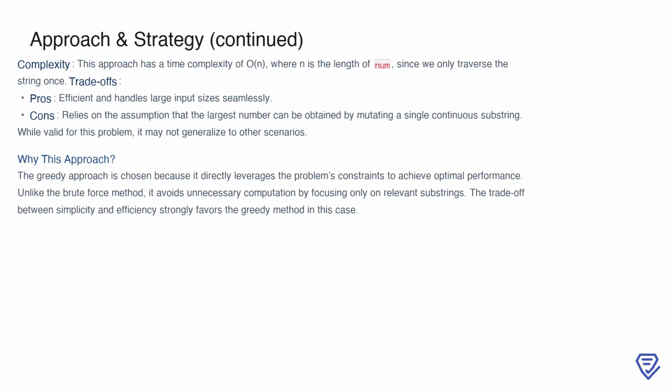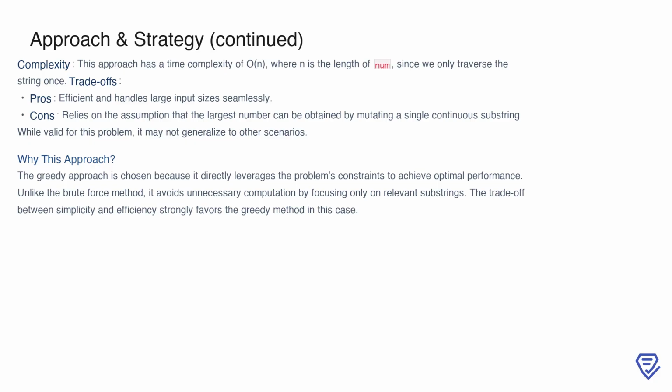However, with any strategy, there are trade-offs. The primary advantage of the greedy approach is its efficiency and simplicity. It handles large input sizes seamlessly by avoiding exhaustive computations. On the downside, this method assumes that the largest number can be achieved by mutating a single continuous substring. While this assumption is valid for the current problem, it may not generalize well to other scenarios with different constraints.